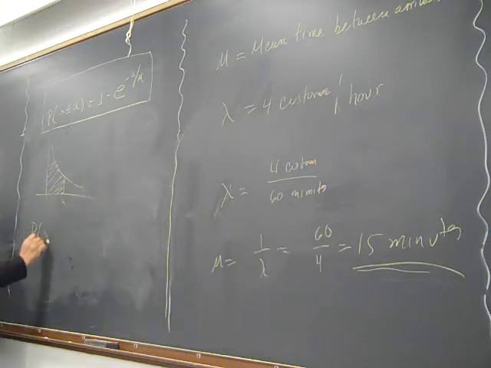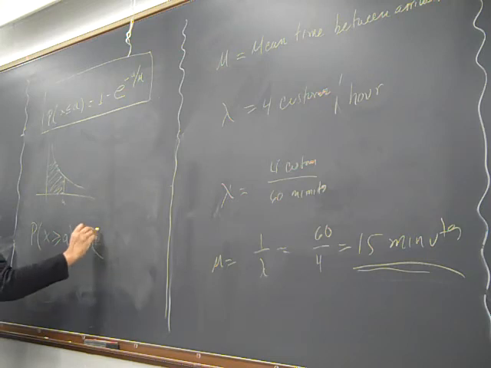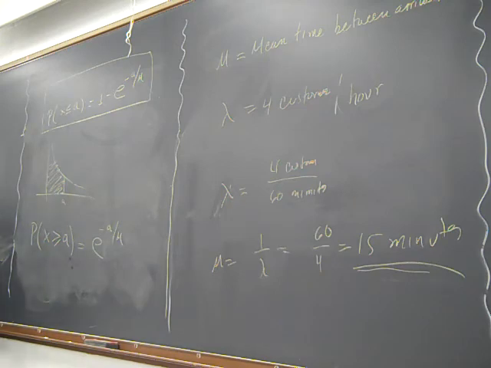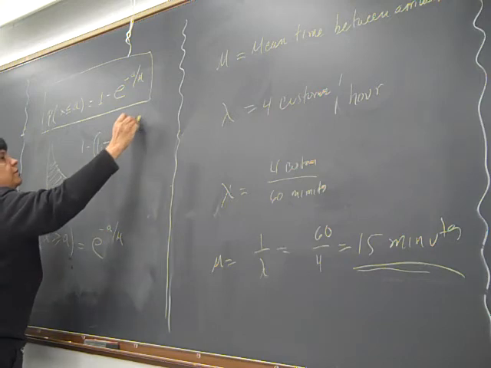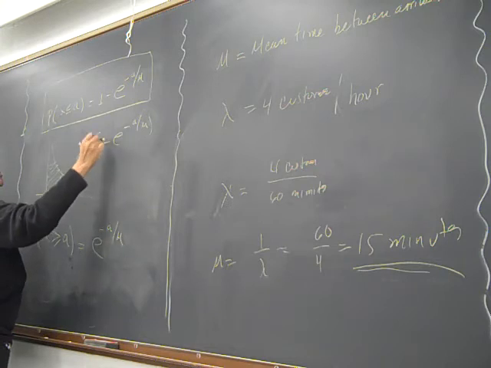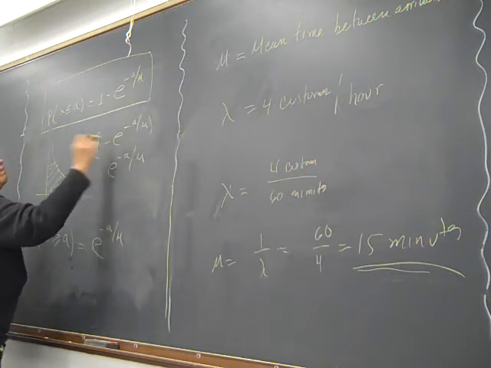Now, what is the probability that x is greater than or equal to a? Okay, it has to be 1 minus this, right? And 1 minus that is equal to e to the power of minus a divided by mu. So it's 1 minus 1 minus e to the power of minus a divided by mu. This 1 goes with this 1, this minus goes to positive e. So it's a positive e to the power of minus a divided by mu. Okay?